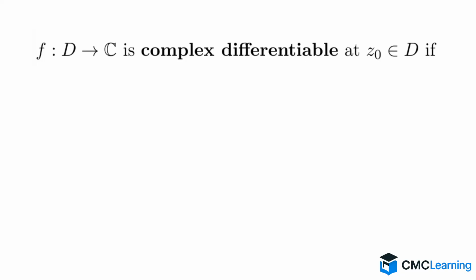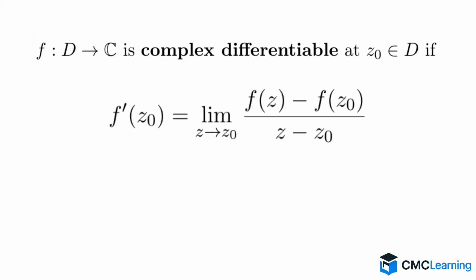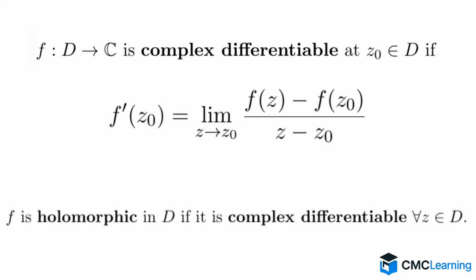So a function on a domain is complex differentiable at a certain point, z0 in the domain, if the following limit exists. And we call this limit the derivative of f at z0. F is holomorphic in a domain D if it is complex differentiable at all of the points in the domain.